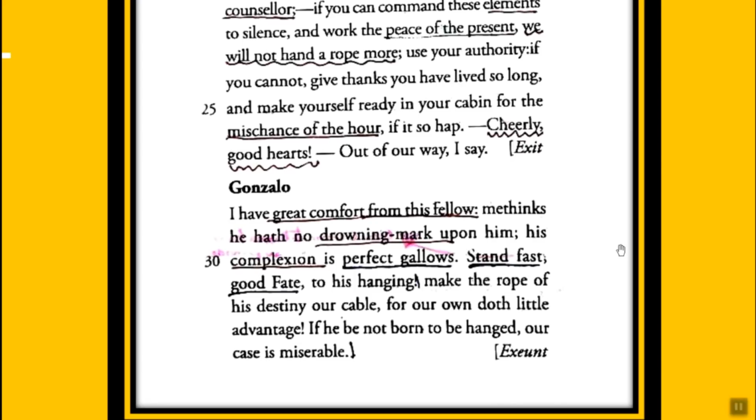At the end he adds, if he be not born to be hanged, our case is miserable. He says, if he means if the bosun is not born to be hanged, means he is not going to die by being hanged, then our case is miserable. Means in that case we are in a miserable state, because if he drowns, we drown with him. Exit.